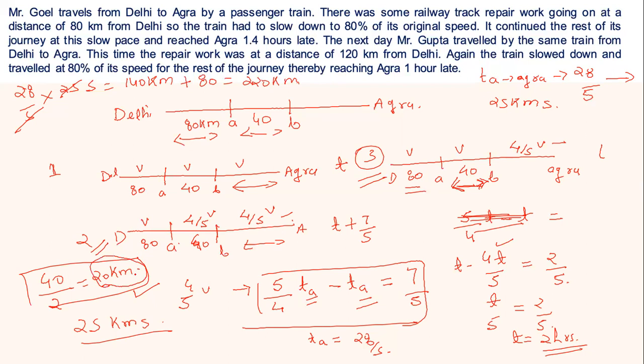If the speed of the second day is 20 kilometers per hour, what is my normal speed? The speed of the second day is 4/5 times my normal speed, and this is 20. So I can find my normal speed as 5/4 into 20, which is 25 kilometers per hour. I got my normal speed, and I have got how much time I take to travel from A to Agra. I have got everything that I need.